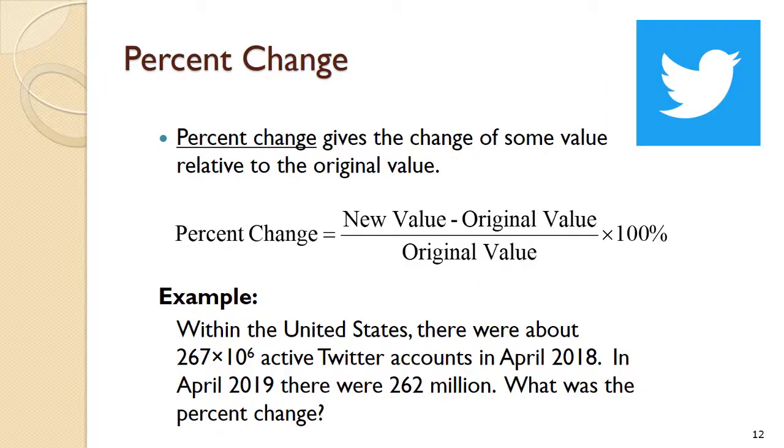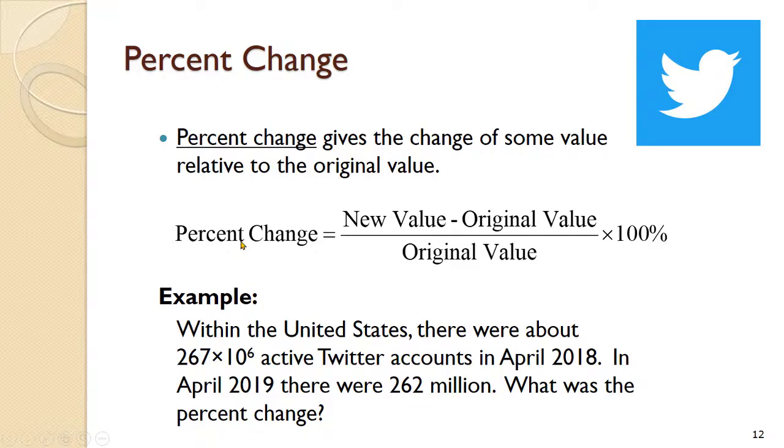Okay, we're going to take a look at a few applications of percent here that relate to some common percent formulas. You can use these formulas, or you can treat these as proportions or use the wheel. We're going to solve each of these a couple of different ways. You can use whatever method makes sense to you. Within the United States, there were about 267 times 10 to the 6, that'd be million, 267 million active Twitter accounts in April of 2018. By April of 2019, it had actually gone down a little bit. There were 262 million accounts. The question is, what was that percent change?